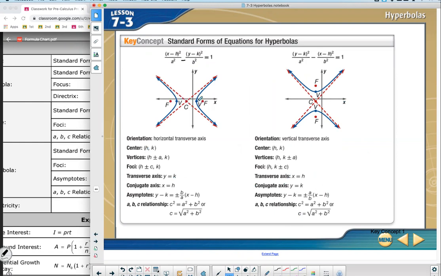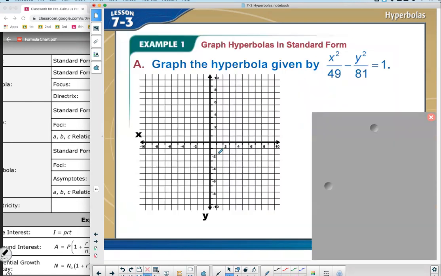Notice this would be the transverse axis going across from vertice to vertice. On this one, this would be a vertical transverse axis, vertice to vertice. Conjugate axis is going to talk about the width. So we'll look at that as we go. First, it says graph this hyperbola given this information. Well, just like ellipses and parabolas, the values with the x and y will tell you the shifts. Since there's no number with the x in here, this has no shift, either left and right, and no shift vertically either. So this one is going to be located at the origin. That's the center of this hyperbola.